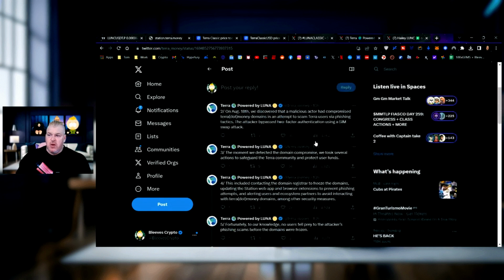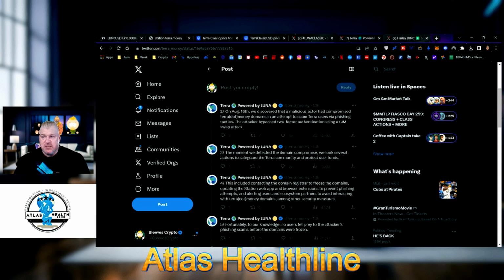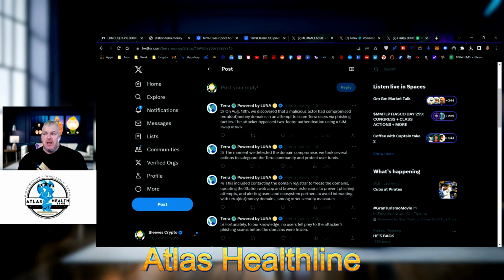Here is an overview. On August 18, we discovered that a malicious actor had compromised Terra.money domains in an attempt to scam Terra users via phishing attacks. The attacker bypassed two-factor authentication using a SIM swap attack. The moment we detected the domain compromise, we took several steps to safeguard the Terra community and protect user funds.